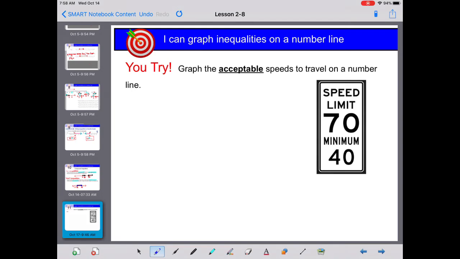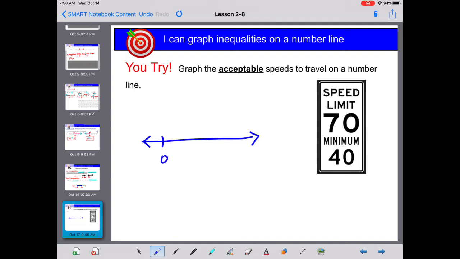Pause the video and try this. This is a speed limit sign. Graph the acceptable speeds that you are allowed to travel on the highway if your speed limit maximum is 70 miles per hour and your minimum is 40 miles per hour.